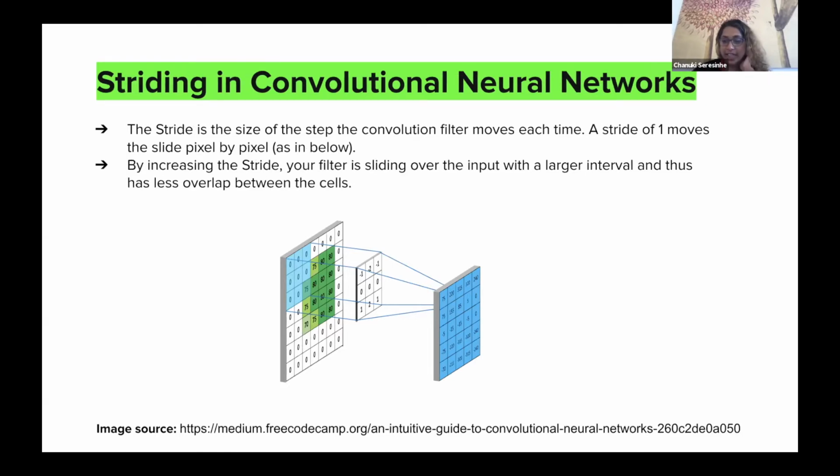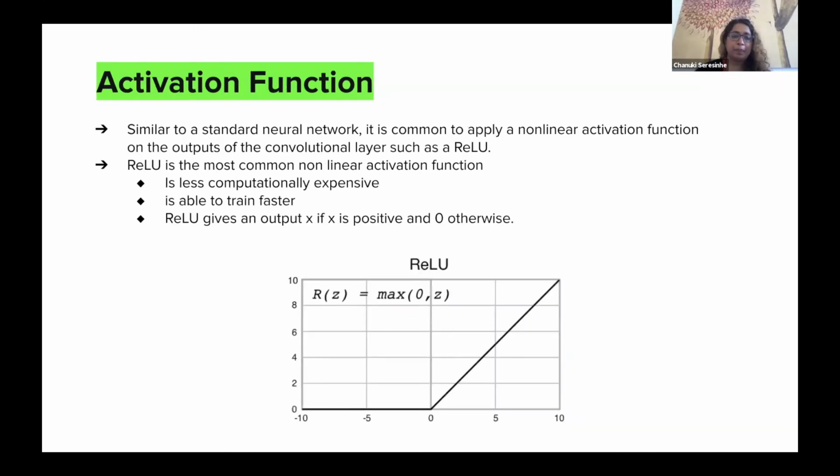Stride is another technique that is important to use. The stride is the size of the step the convolutional filter moves each time. So a stride of 1 will only move it just 1 pixel at a time. By increasing the stride, your filter is sliding over the input with a larger interval and thus has less overlap between the cells. So you can play around with it to see, does it need a lot of detail, or can you start skipping and just get a rough idea of your neural network?